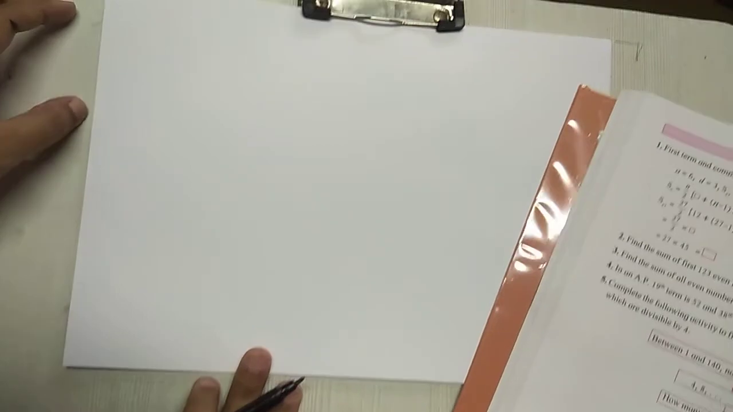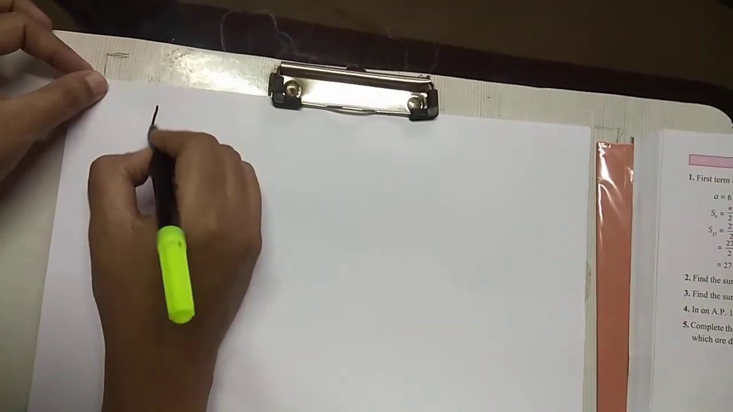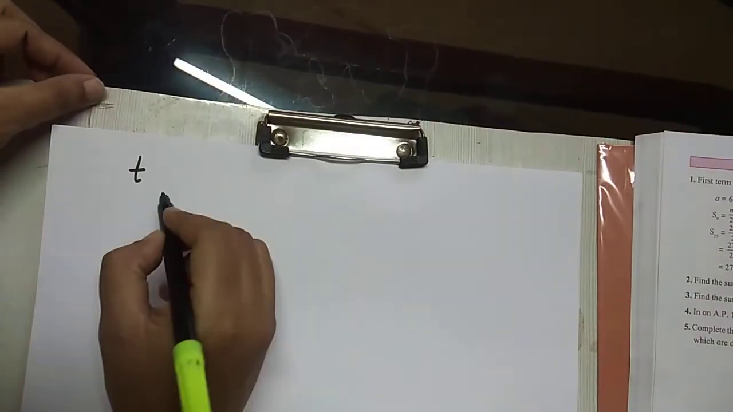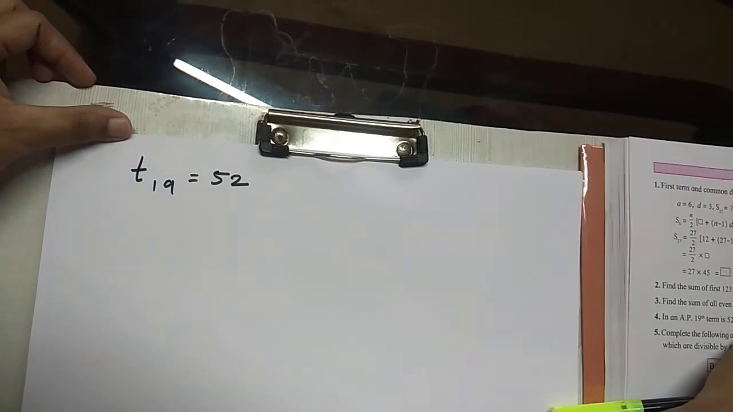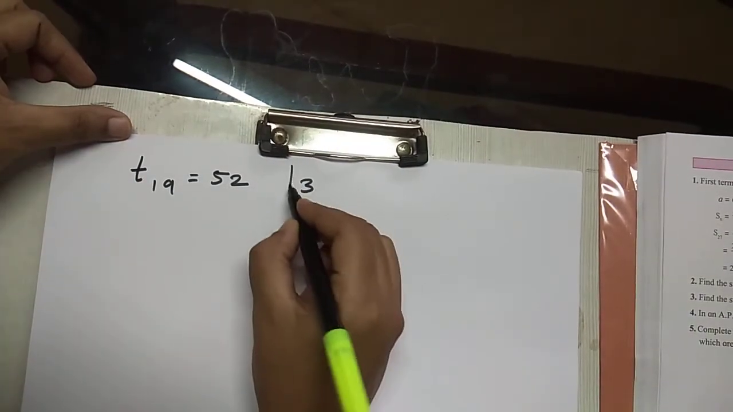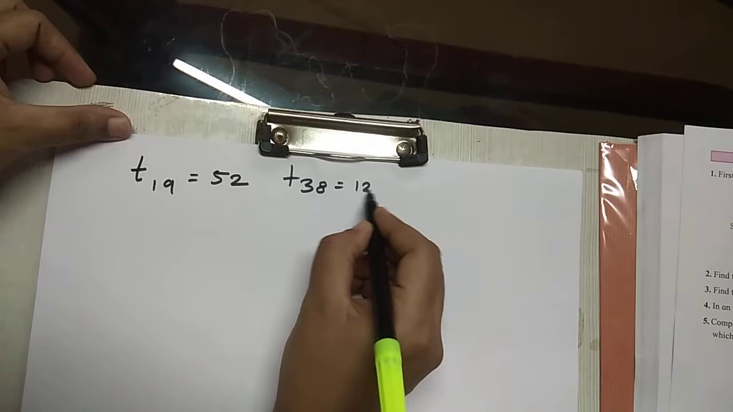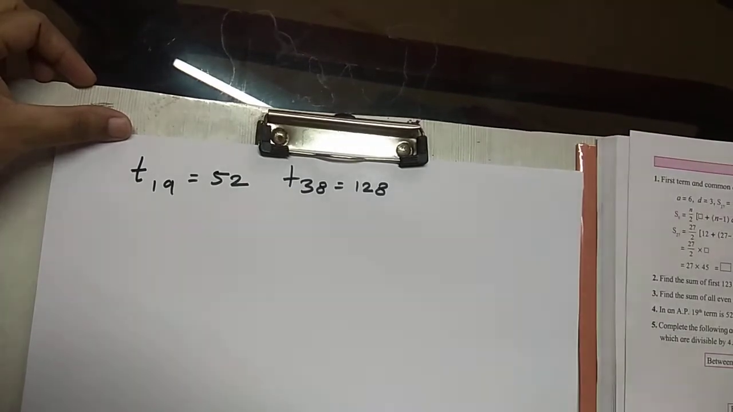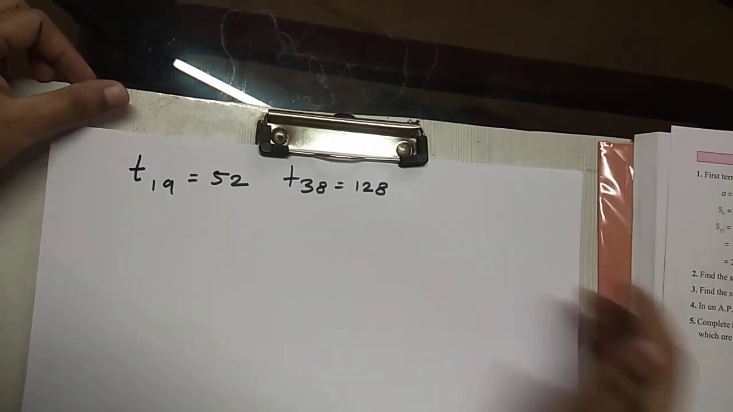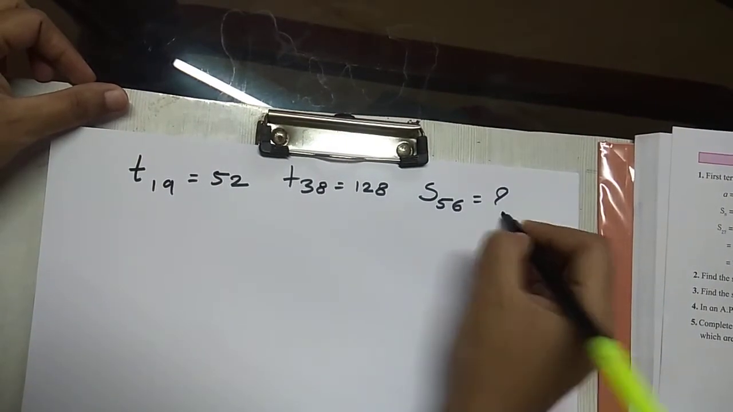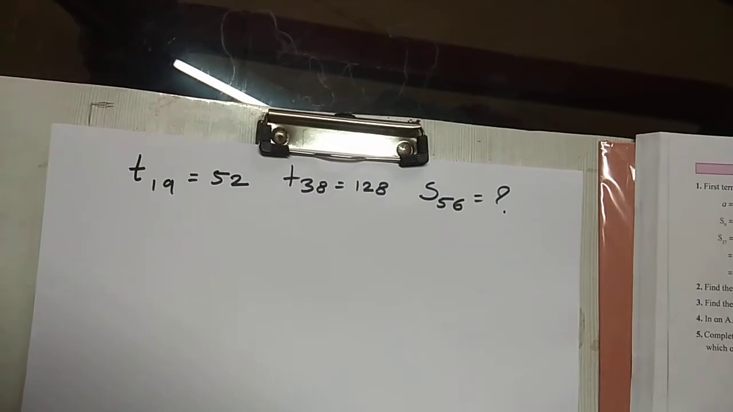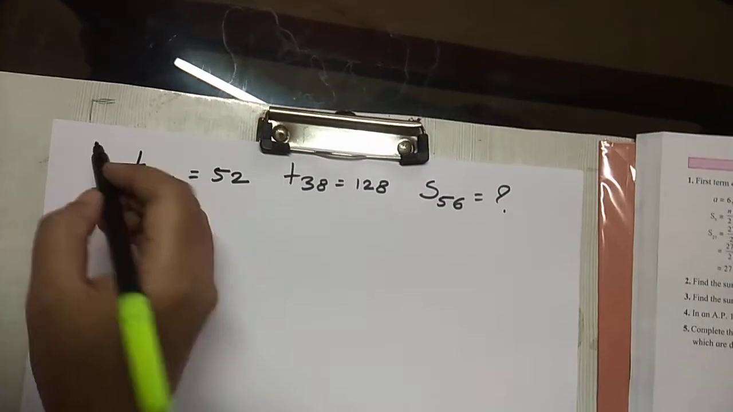Okay. Now, we'll start with the fourth sum. The fourth sum says, in an AP, the 19th term is 52. T19 is given 52. The 38th term is given 128. T38 is given 128. You have to find the sum of first 56 terms. This you have to find out. Again, I am repeating, children. We are doing question number 4.